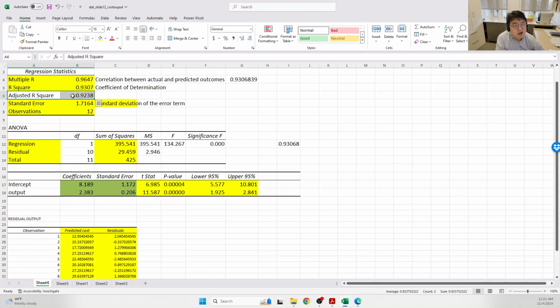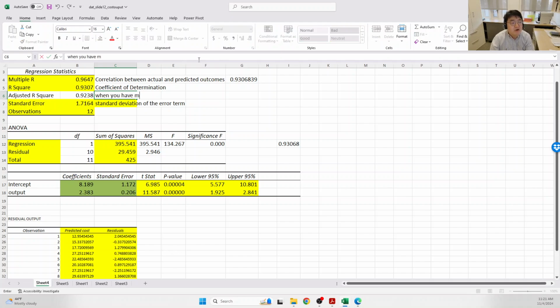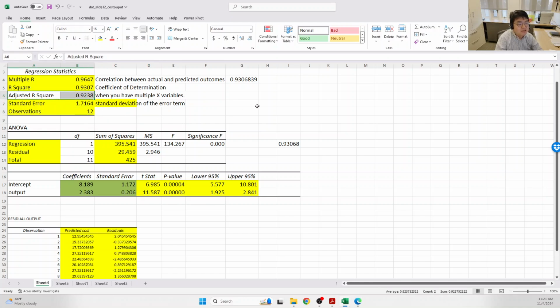Adjusted R square is relevant when you have multiple x variables. So when you have more than one x variable, then the R square formula needs to be adjusted to reflect the number of variables you use. So for now, it's not that relevant, right? Later, I will explain this later. And a few more points about this table.